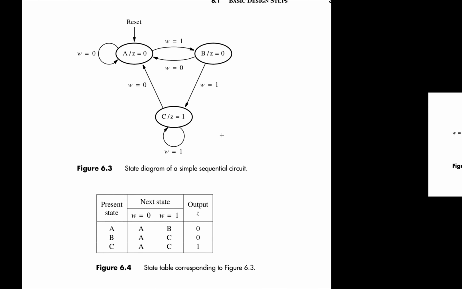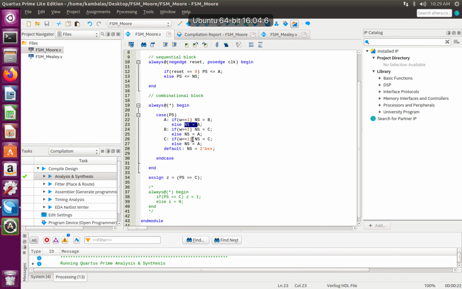So that is basically the feedback that we have implemented over here. Again, if W equals 1, go to C, else go to A, and so on. The important thing is you always want to have a default statement in your case statement. Even if you've covered all the cases, it does not matter. Always have a default statement.